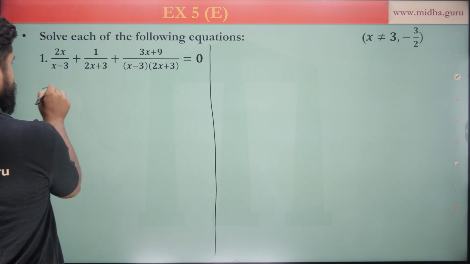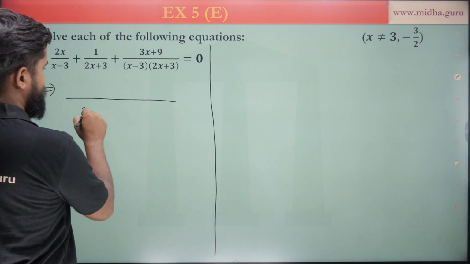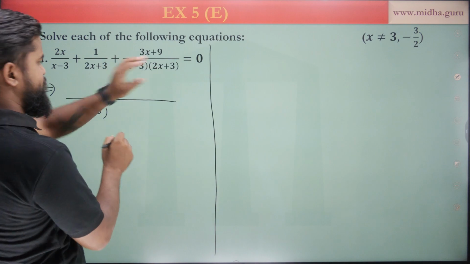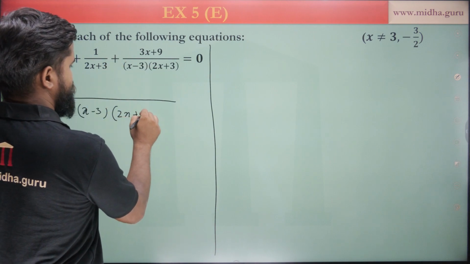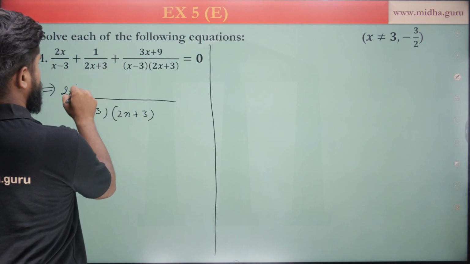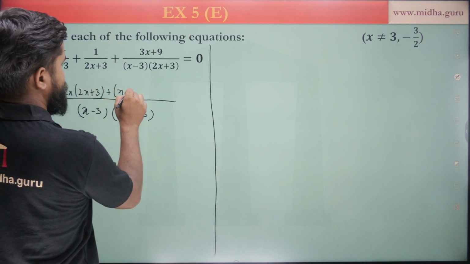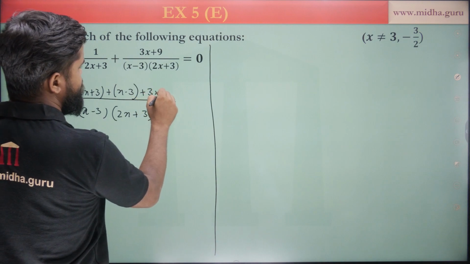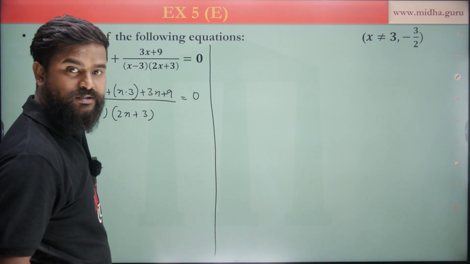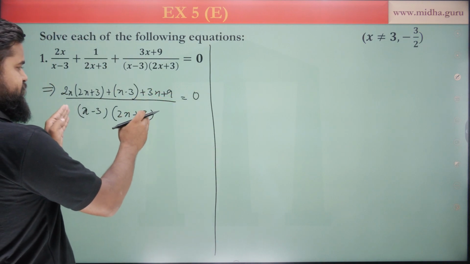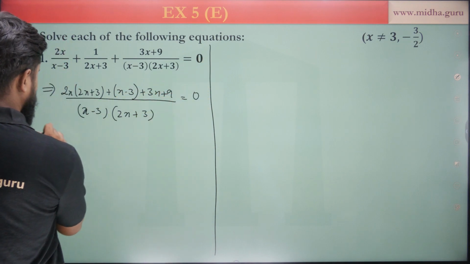So now I'll be taking the LCM as (x − 3)(2x + 3), and since this is already here, here it will be 2x into (2x + 3). Then it will be 1 into (x − 3), and then 3x + 9, and all this is equal to 0. Now we straight away take this term to the other side and it will become 0 as well.